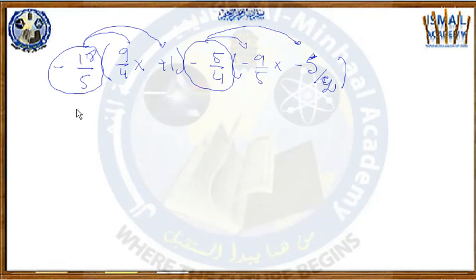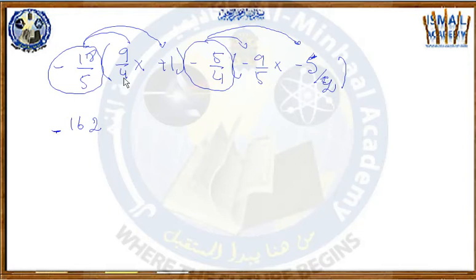So here I will have what? 18 times 9. 18 times 9 is what? Do it step by step. 8 times 9 is what? 72. So I put the 2 and carry the 7. 9 times 1 is 9, 9 plus 7 is 16. So it's going to be 162, and the sign is negative.